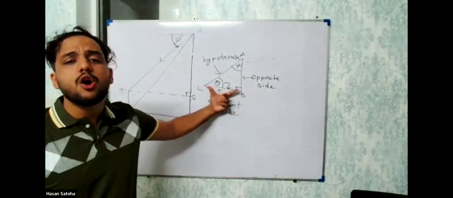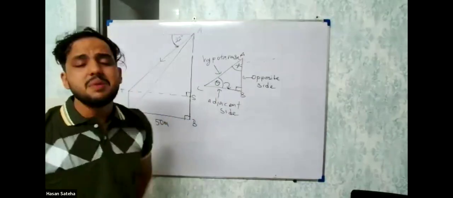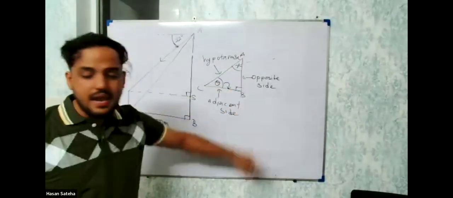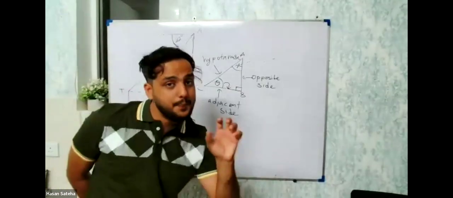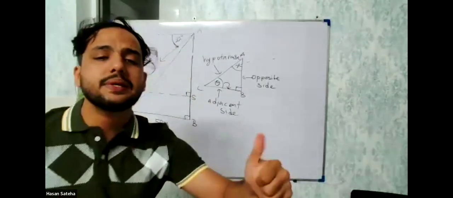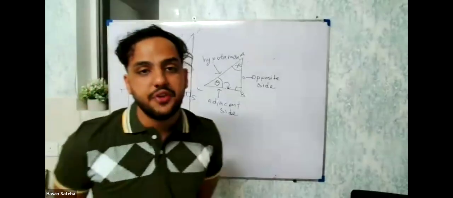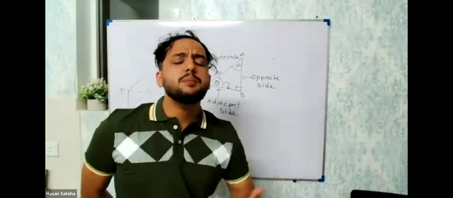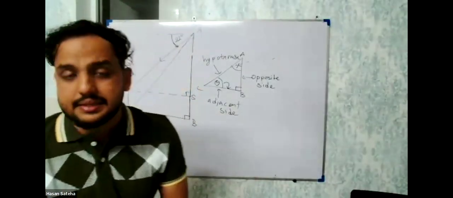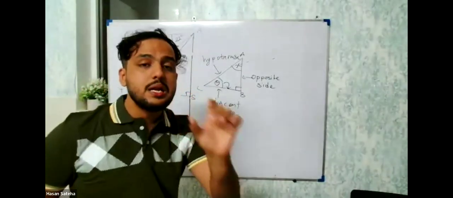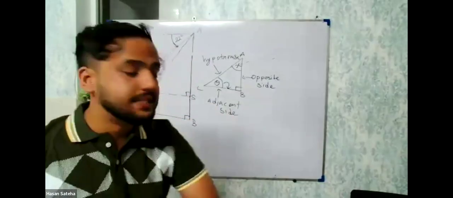Now this becomes my opposite side. And AB here, the side next to the angle, becomes the adjacent side. So depending on what angle you apply the ratio, your opposite and your adjacent side will differ. Right? Now, why is it important to know what the opposite side and the adjacent side are? Because the ratio depends on the opposite and the adjacent side.